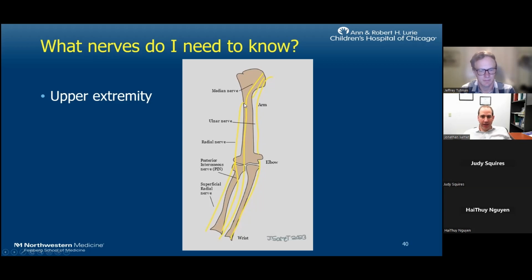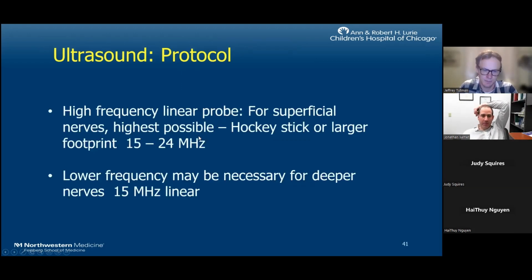And then you have the radial nerve, which has a little bit more of a difficult course. It goes posterior to the humerus, so if you have a humerus fracture, something up here will get affected. And then at the elbow, it does an interesting thing. It splits into two branches, the posterior interosseous nerve, or the PIN, and the superficial radial nerve.